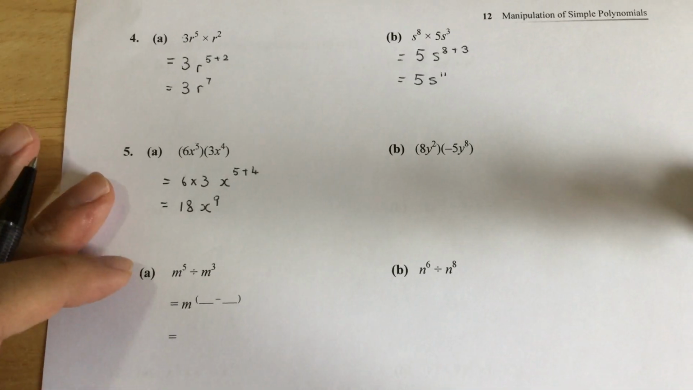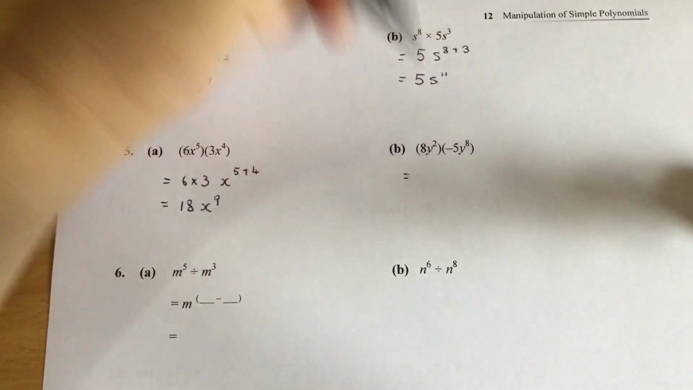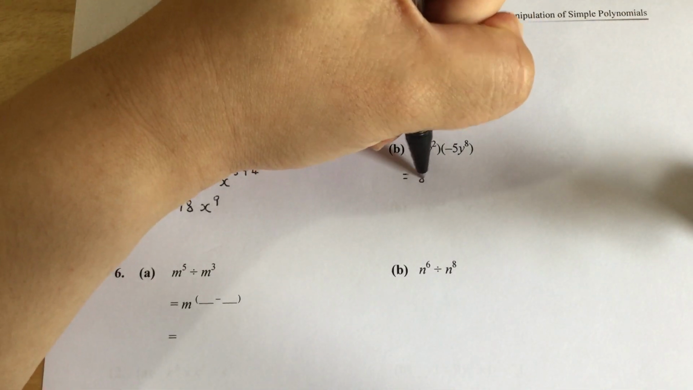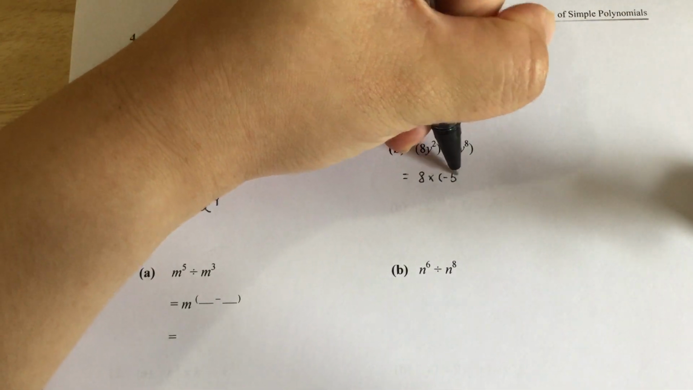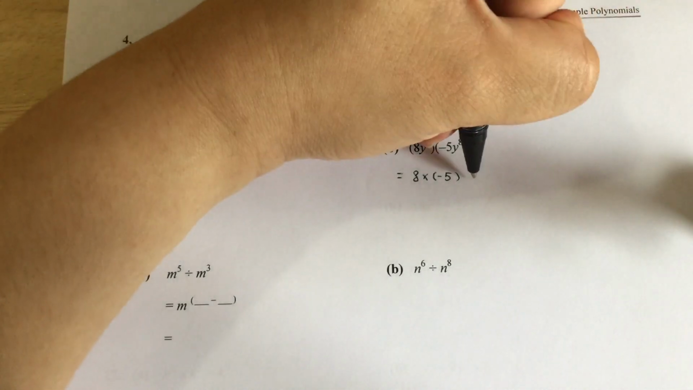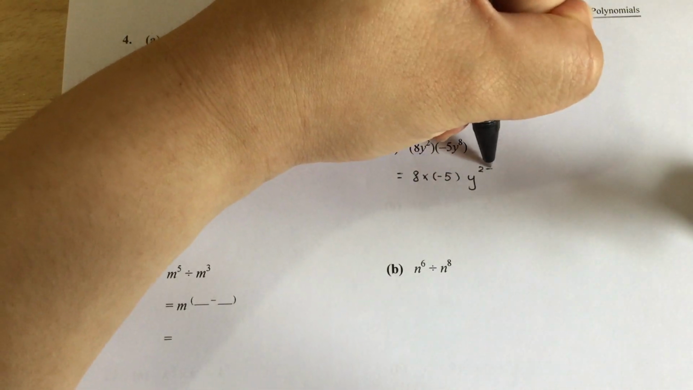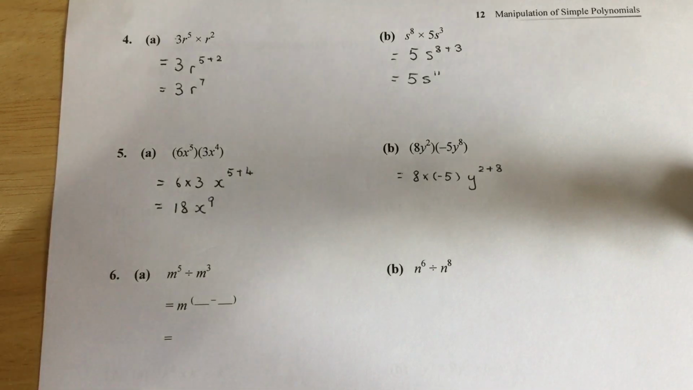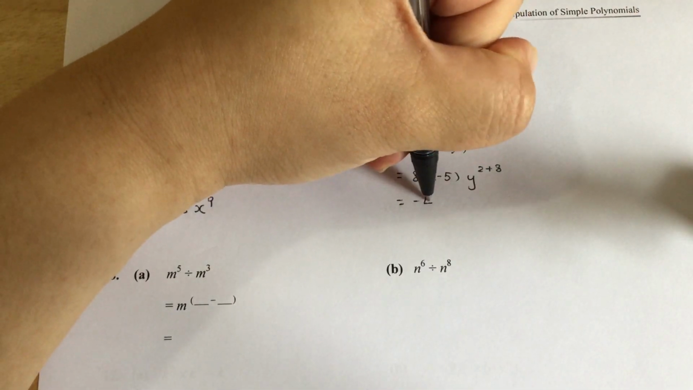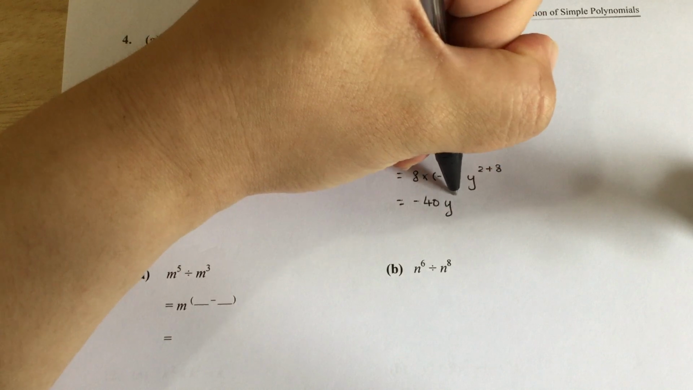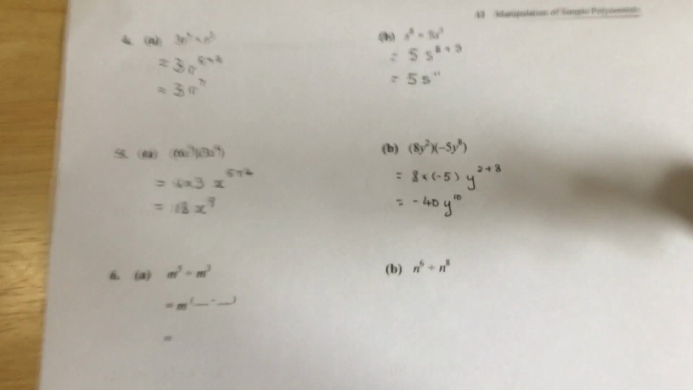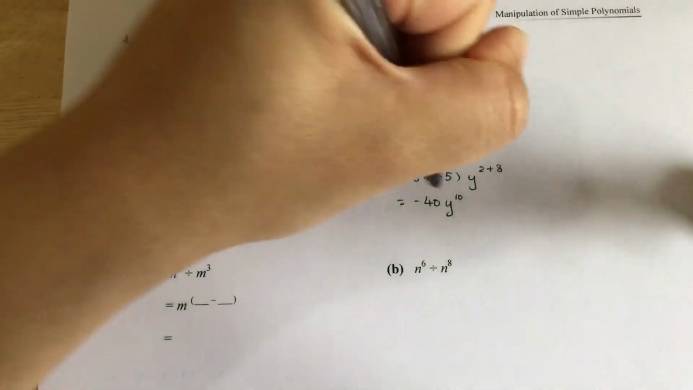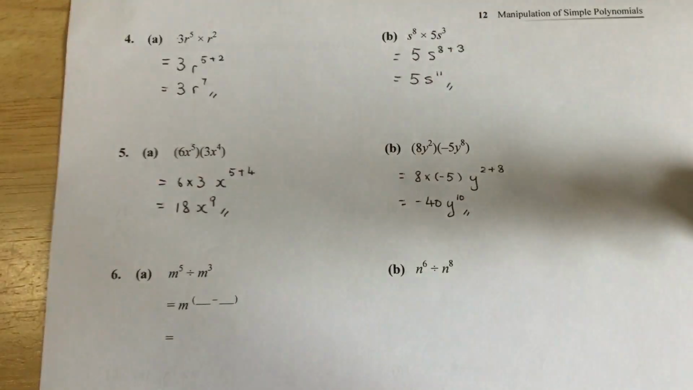Okay, once again for the other question. This time it is 8 times negative 5. So why don't we write down 8 times negative 5 first? And then y will be 2 plus 8. So you will have negative 40y with the power 10. So you can solve the problem like this. Okay, we finish these 4 questions.